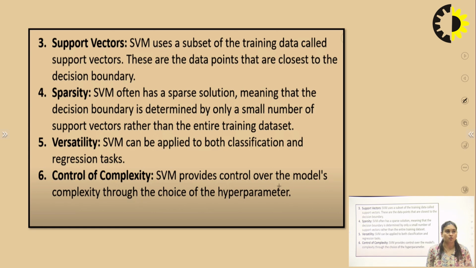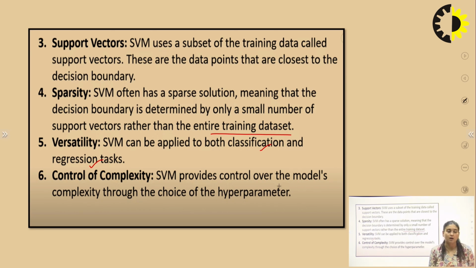The third property is support vectors. You know what a support vector is and how to choose the support vectors. Then what is sparsity? It means the decision boundary is determined by a small number of support vectors rather than the entire training data set. Then versatility: it is versatile because it can be applied to both classification and regression tasks.